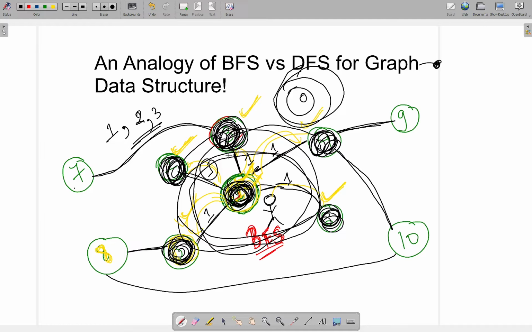Okay, so now we have all the 1 distance apart cities covered. Now he'll target all the 2 distance apart cities.